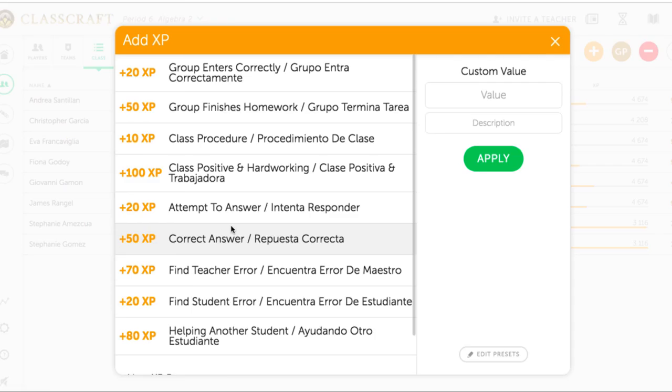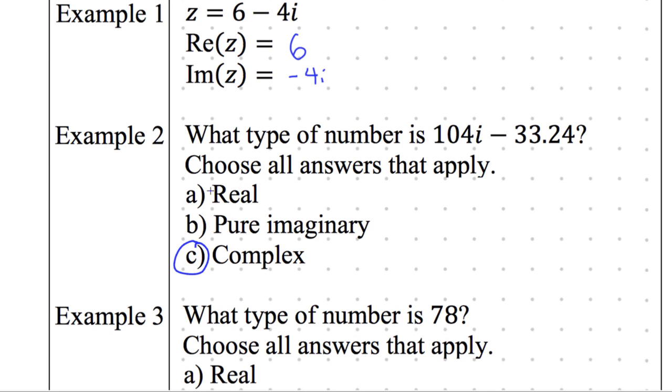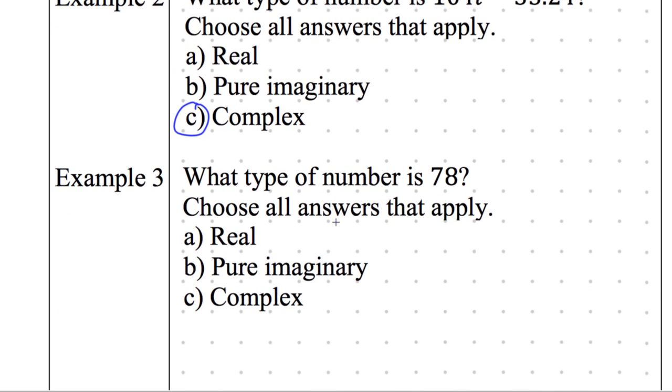In order to only be real, I can only have the real part. In order to be just imaginary, I just need the imaginary part. So let's see a different type of example. Example 3. What type of number is 78? Choose all answers that apply. Again, it's all answers that apply.